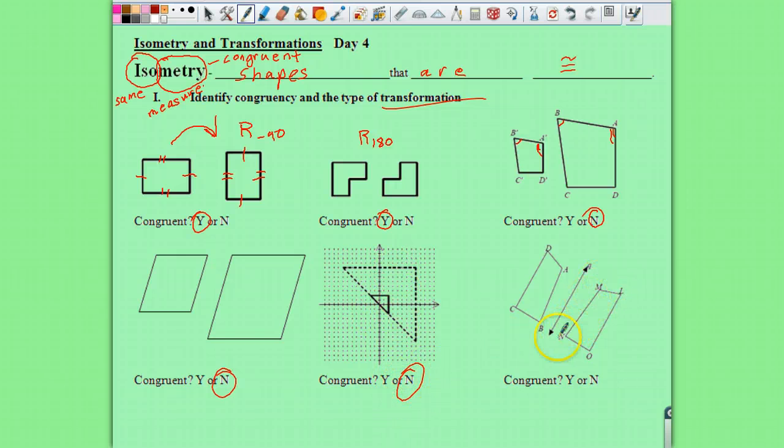This is isometry happening here. They are congruent. And this is a reflection through the line, or a line reflection. Remember, there's two types, a line reflection and a point reflection.